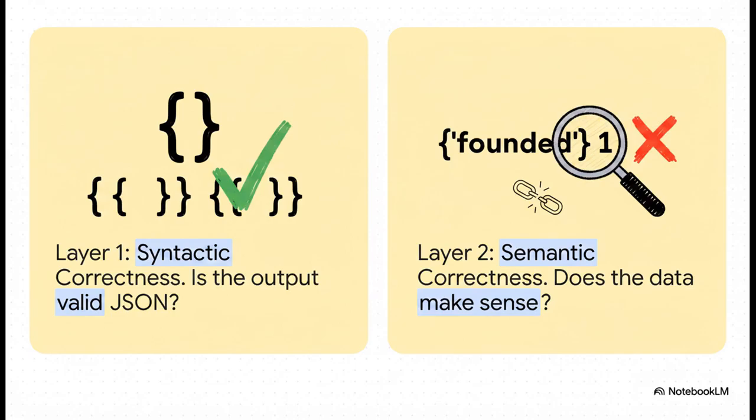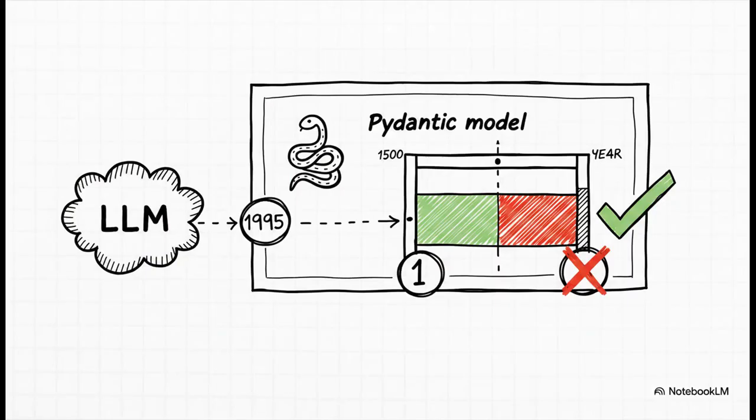Pydantic is our shield against this bad data getting into the rest of our application. And this is how we do it. We define our Pydantic model with really strict validation rules. So here, for example, we're making sure the founded year is within a reasonable range. Every single LLM call in your system should return into a model just like this.